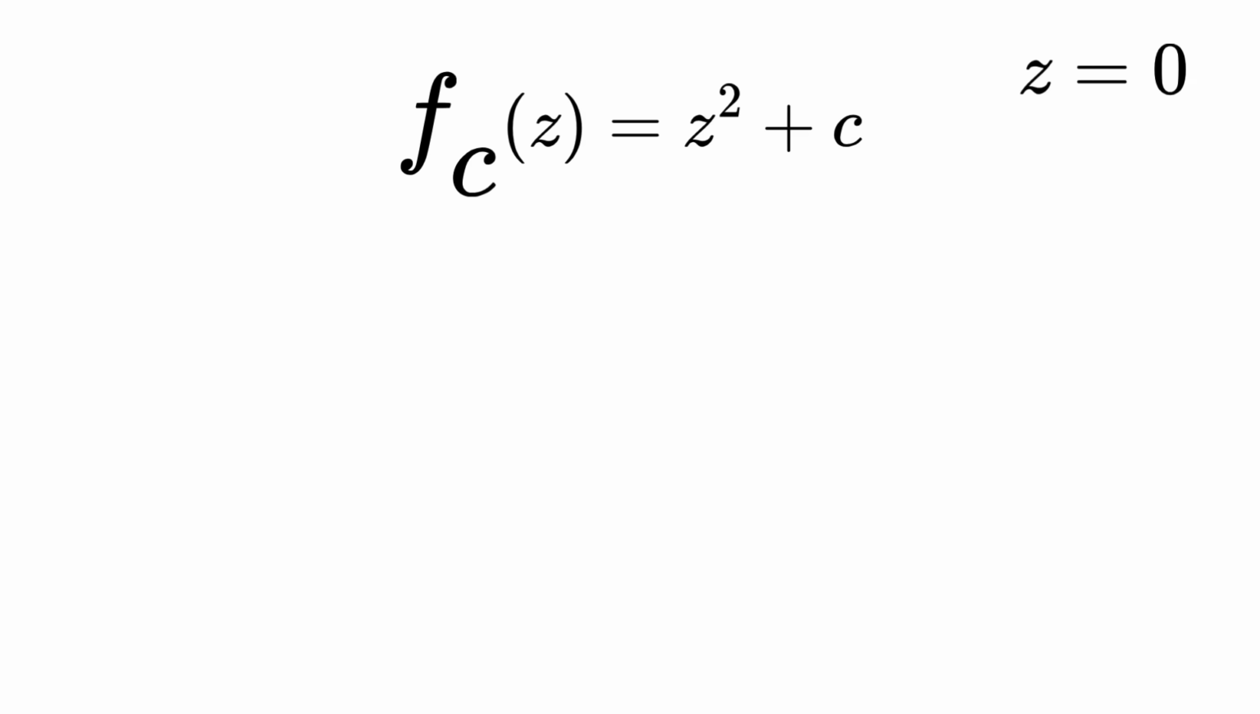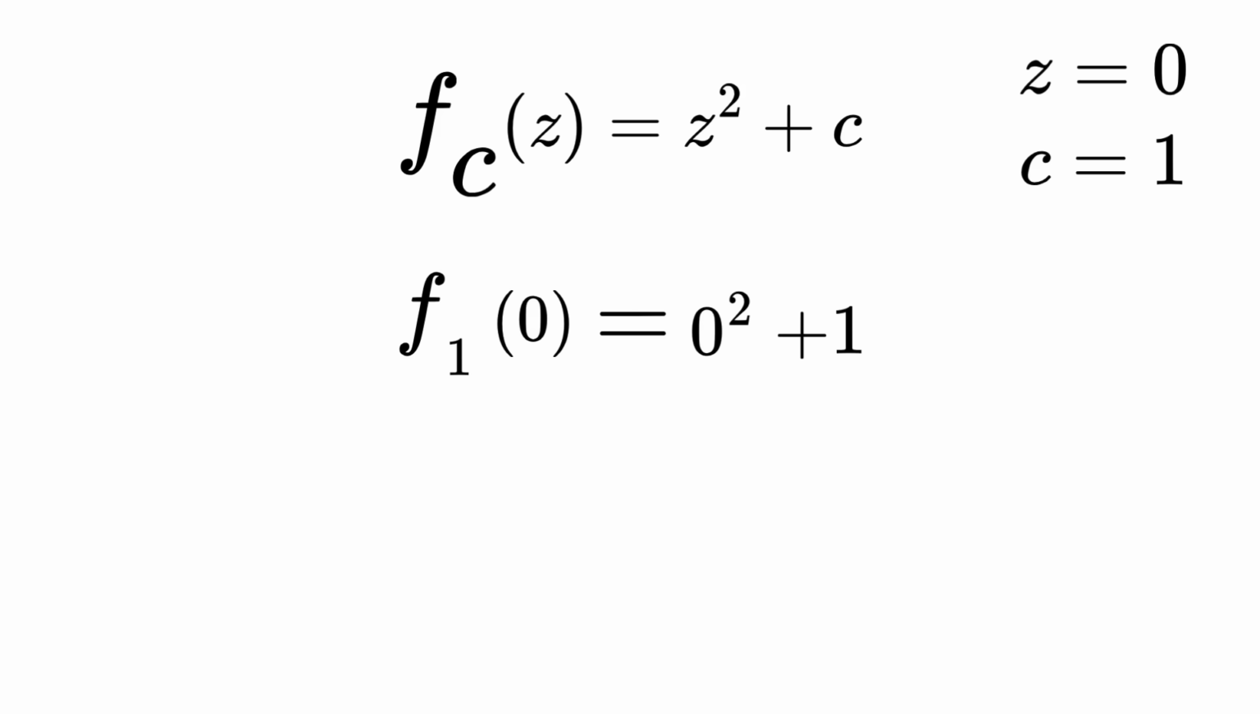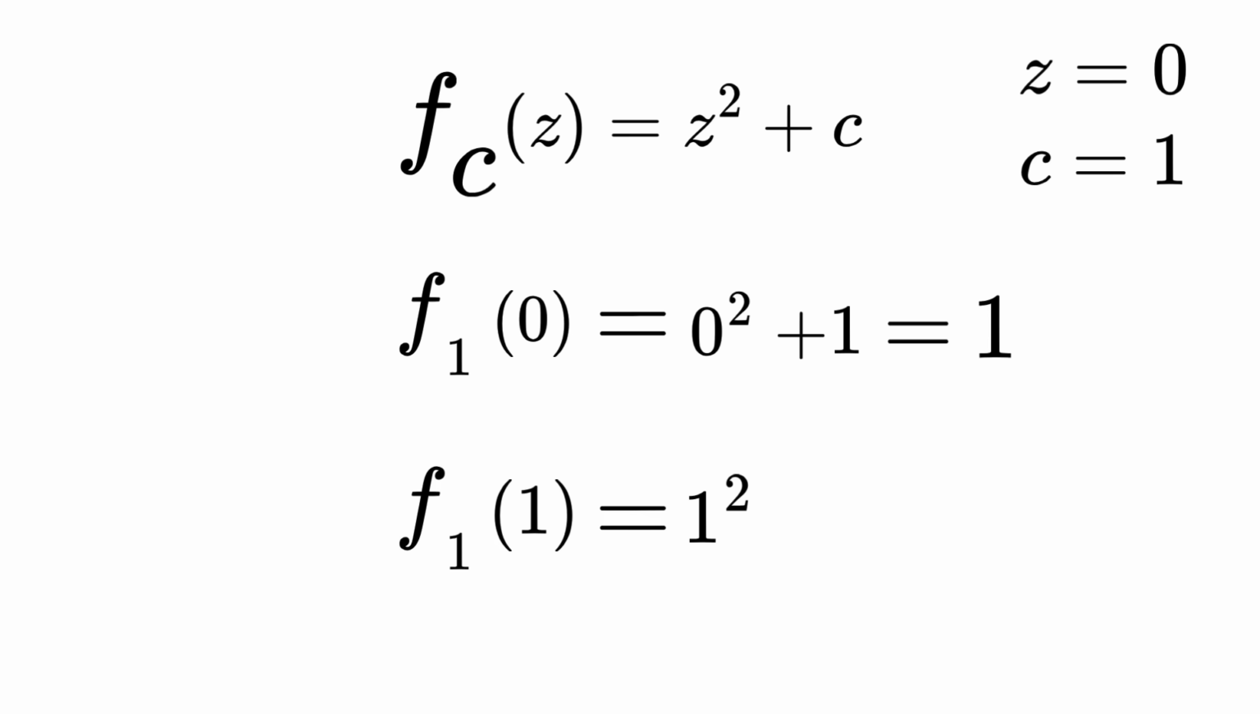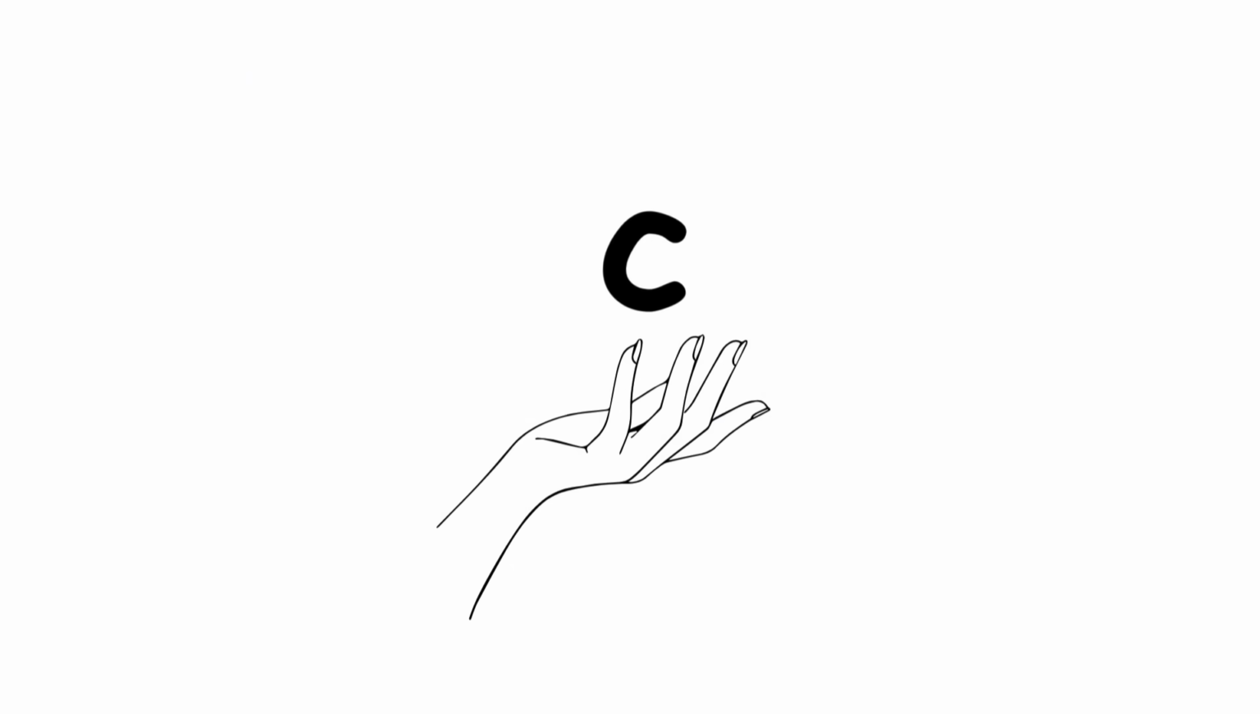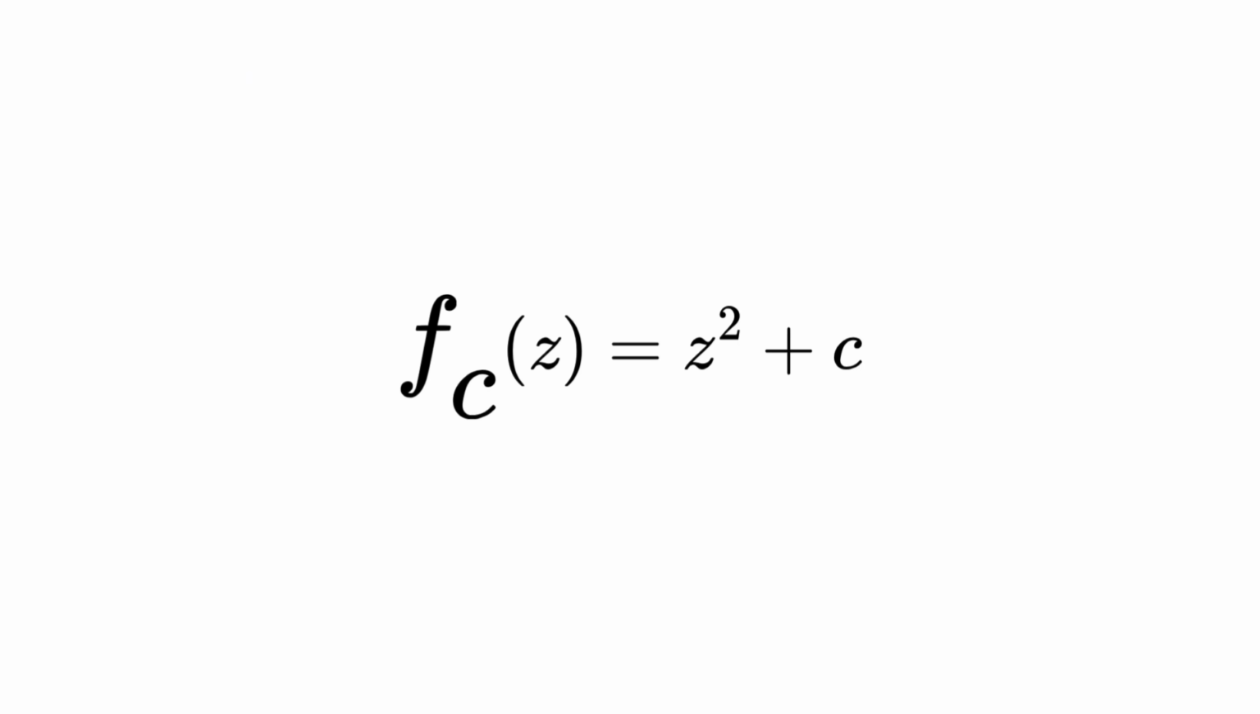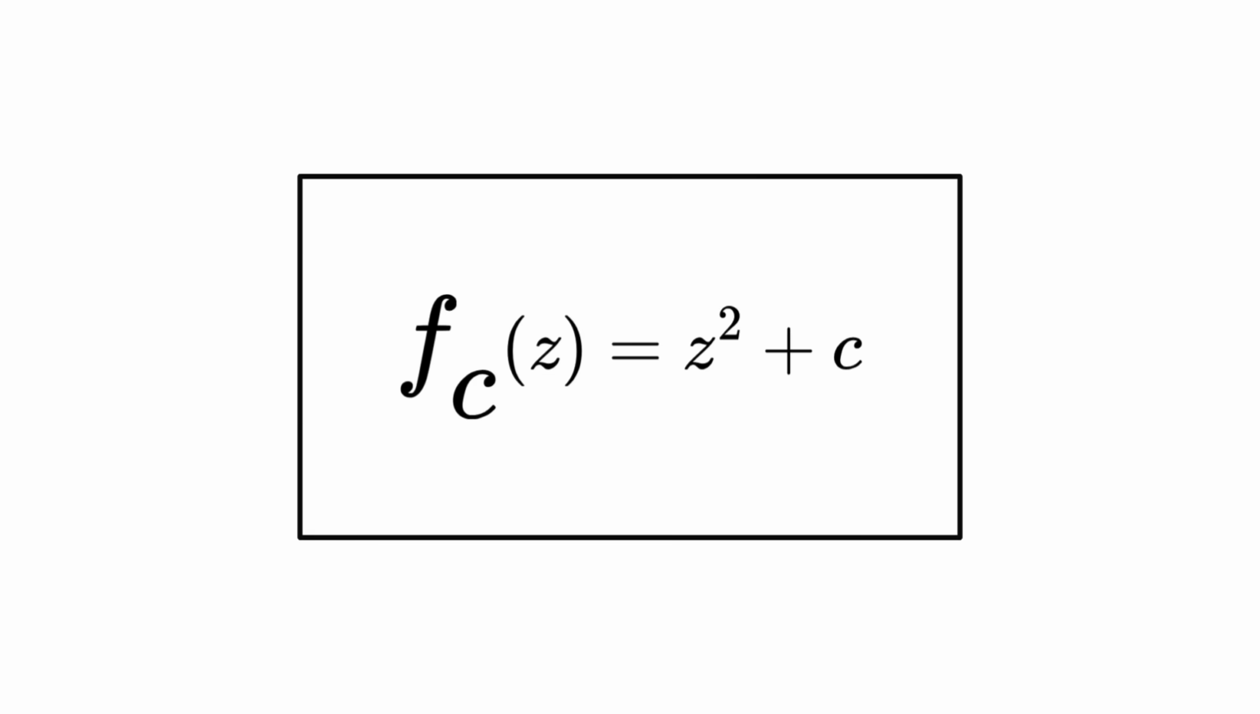Start by evaluating this function at z equals 0. For instance, if you chose c equals 1, then we have f sub 1 of 0 equals 0 squared plus 1 equals 1. Then take the result and plug it back into the same function. Here, that would give you f sub 1 of 1 equals 1 squared plus 1 equals 2. Keep doing this over and over again. Depending on the value you chose for c, the resulting sequence of numbers may stay bounded in absolute value, or it may diverge toward infinity.